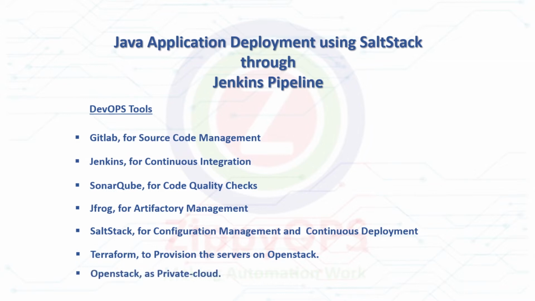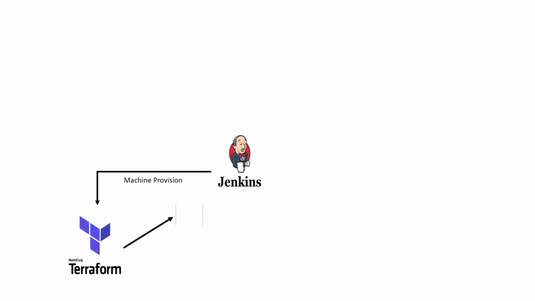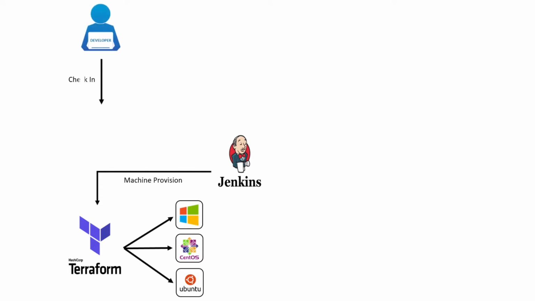Let's explore the workflow of Java application deployment, stage by stage. In the first stage, we will provision 3 virtual machines in OpenStack: CentOS, Ubuntu, and Windows using Terraform. A Jenkins job is written to pull the Terraform code from GitLab and execute it in OpenStack to provision 3 virtual machines. In the next stage, the Jenkins job will pull the Java application source code from GitLab.